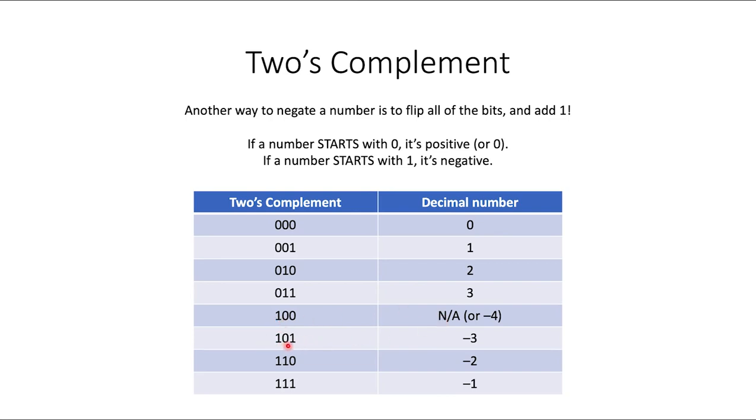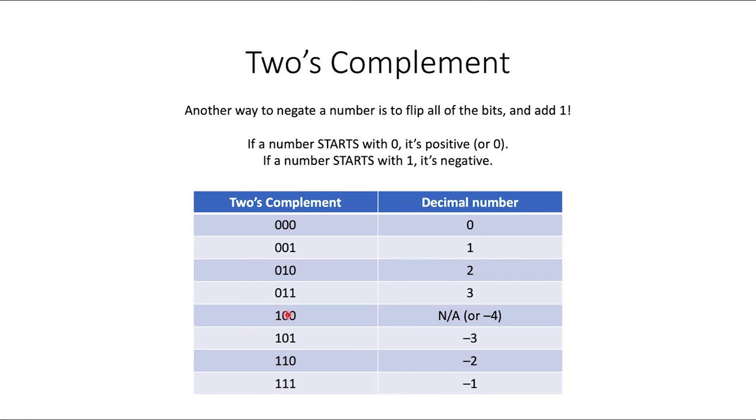So let's look at 101. If you flip 101, you get 010, and then you add 1 and you get 011, and that's 3. So this should correspond to negative 3. The same thing happens with 110 and 111. If I flip 111, for instance, I get 000, and once I add 1, I get 001, which corresponds to 1, so this number should be negative 1.